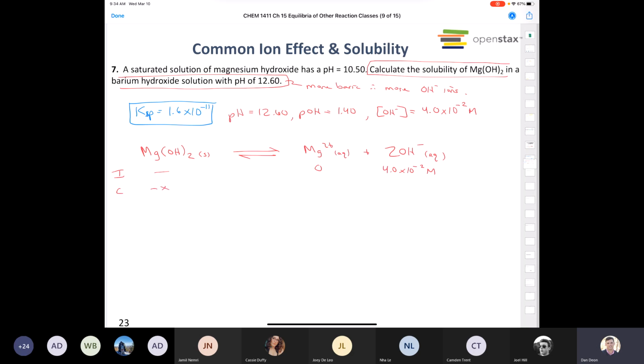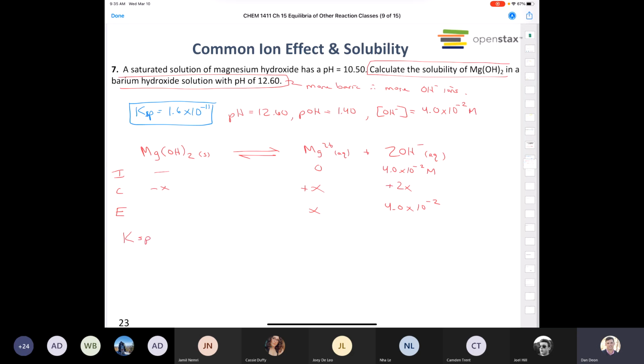We're going to end up forming some magnesium ions, but the 2x over here is not going to be important because the concentration is so much bigger than our KSP. So we're going to be able to ignore that. And at equilibrium, we're going to have x, and then here we're going to have 4.0 times 10 to the negative 2. So now we can do the same thing.